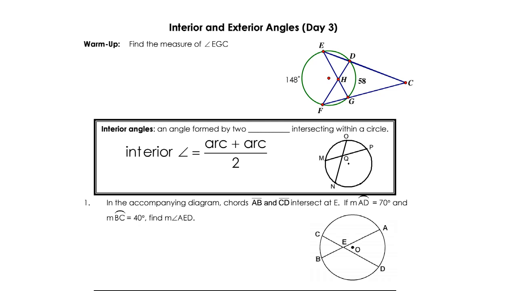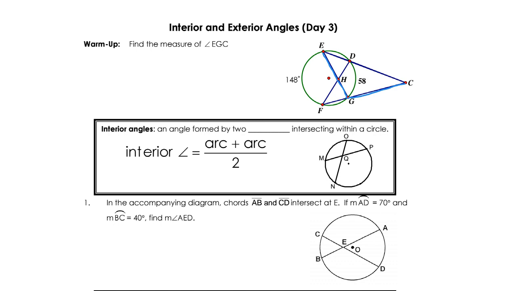All right, guys, we're on day 3 notes, and in our warm-up, it says find the measure of angle EGC. So E to G to C. A lot of people would want to take half of the arc there, but that is not a tangent and a chord, it's a secant and a chord, and so those don't work the same way.